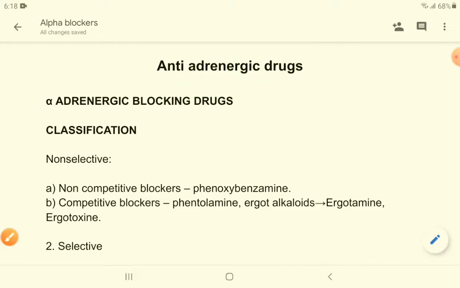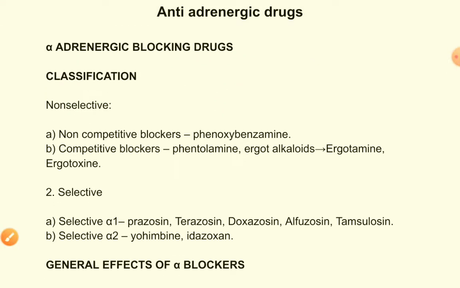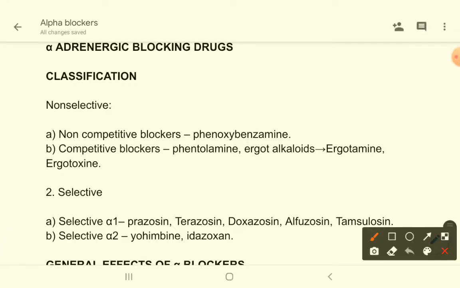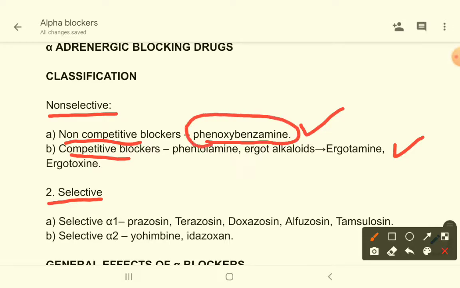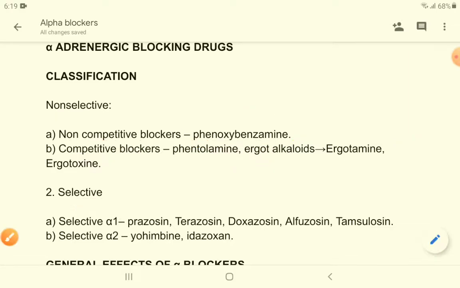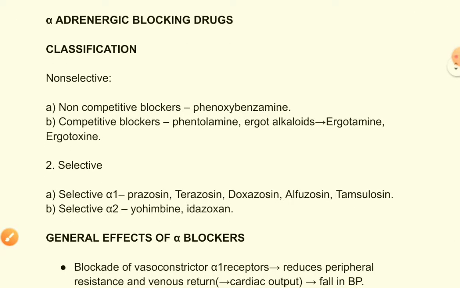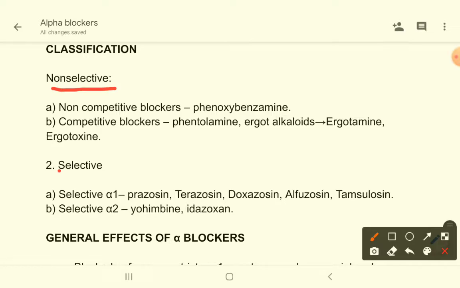Okay, so let's look at the classification of alpha blockers. The alpha blockers can be of two types. One is the non-selective, and another is the selective. So the non-selective type has two types. One is non-competitive, another is the competitive. The non-competitive is phenoxybenzamine, and the competitive type, there are phentolamine, ergot alkaloids like ergotamine, ergotoxin, etc. But if you don't want to remember all these things, just remember these two things: non-selective and selective.